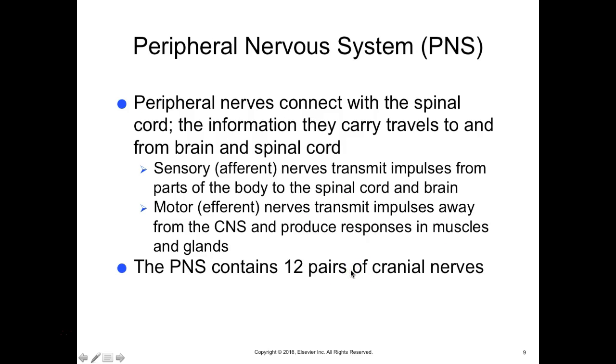Peripheral nervous system. So peripheral nerves connect with the spinal cord, and the information they carry travels to and from the brain and spinal cord. So sensory we know is afferent, motor is efferent. So sensory or afferent nerves transmit impulses from parts of the body to the spinal cord and the brain, whereas motor or efferent nerves transport impulses away from the central nervous system and produce responses in muscles and glands. All right, so then we have the peripheral nervous system contains 12 pairs of cranial nerves.